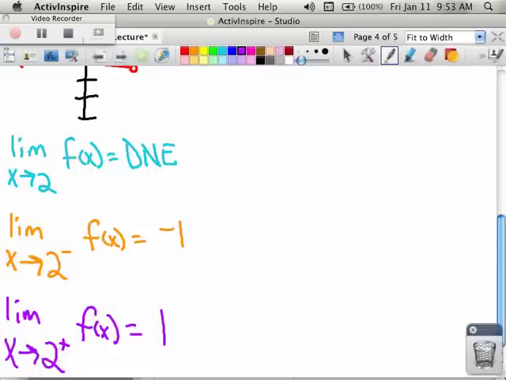So on the test, if they just say, give me the limit as x approaches 2 for this problem, you're going to say does not exist. If they ask you what happens from the left, you're going to say -1. What happens from the right, you're going to say +1.